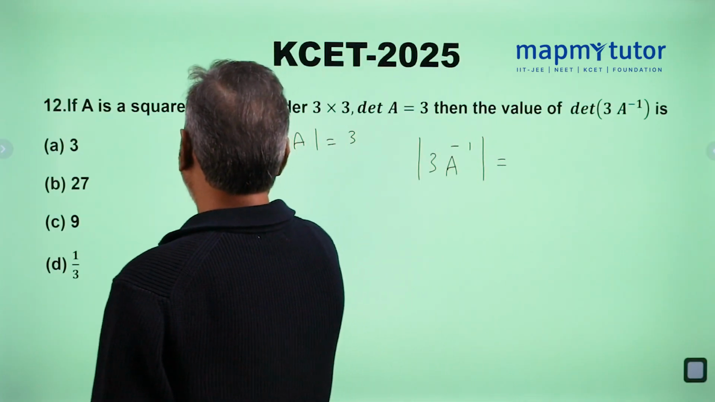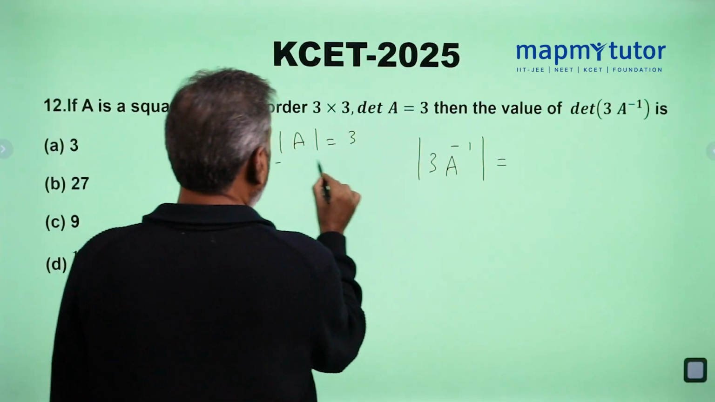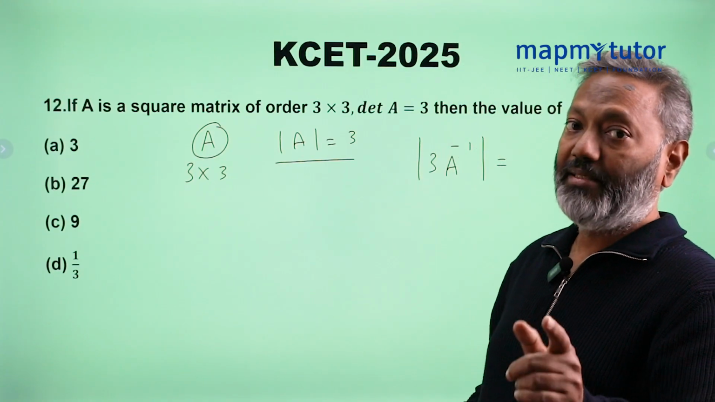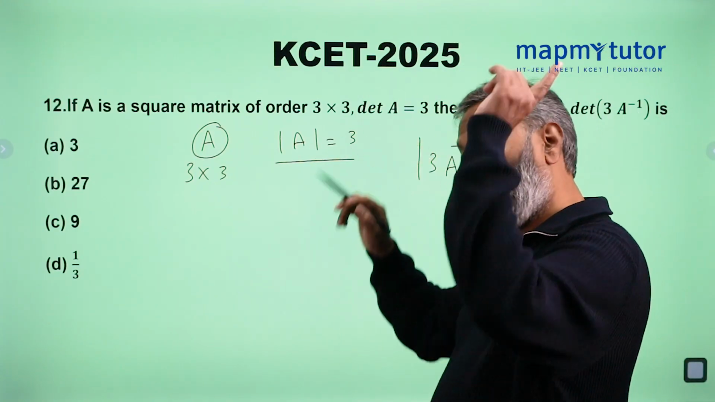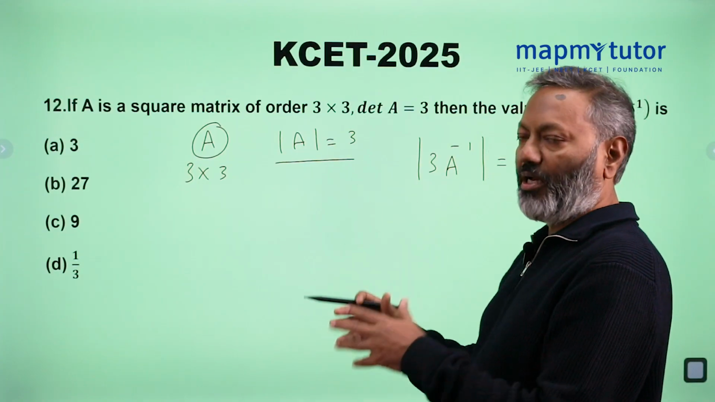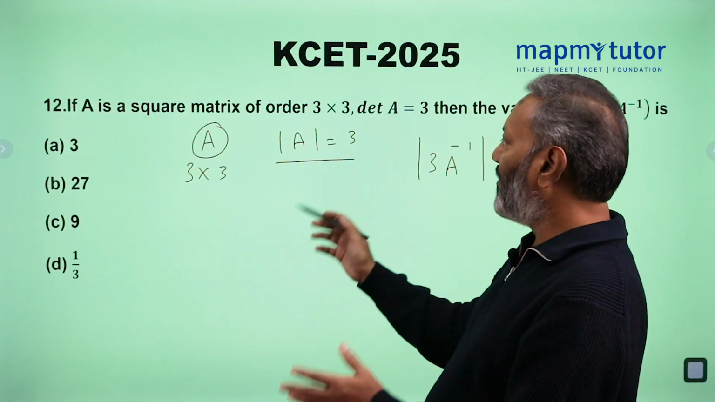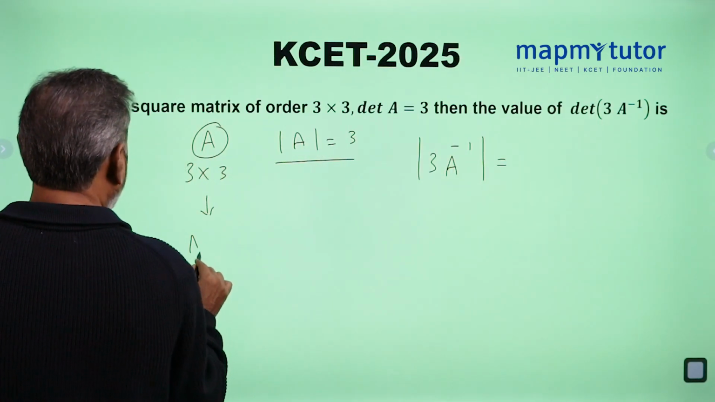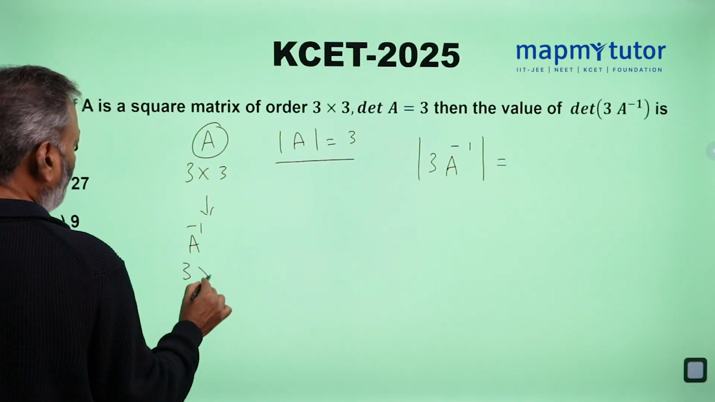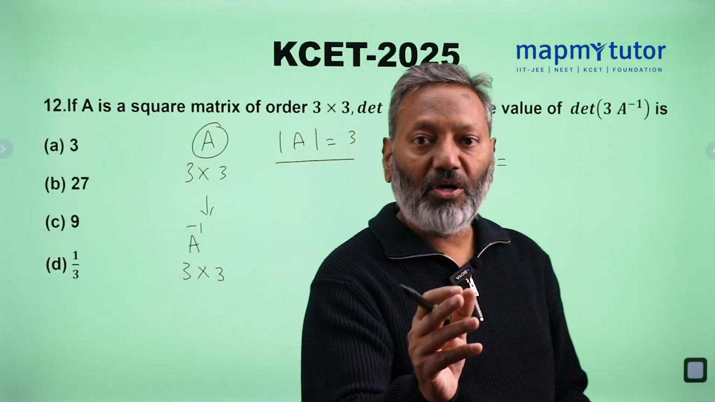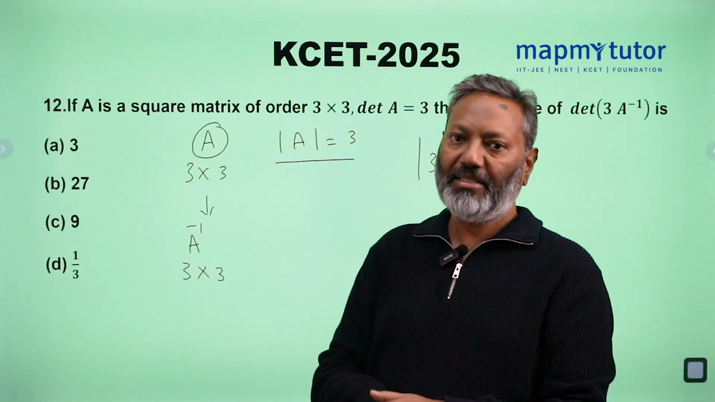And look at this. If A is 3 cross 3 and det A is 3, definitely A is a non-singular matrix. That is, if det A is 0, it is called singular, for which A inverse does not exist. But det A is 3, a non-zero number. That means definitely it is non-singular and A inverse exists, and A inverse is also a 3 cross 3 matrix. Correct or not? Of course, yes. If A is n cross n, A inverse also must be n cross n, right?